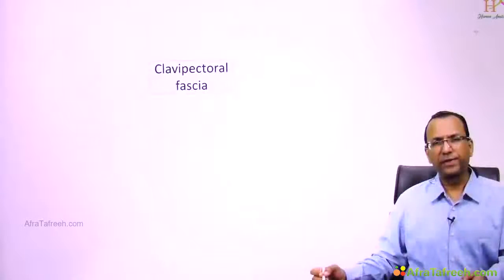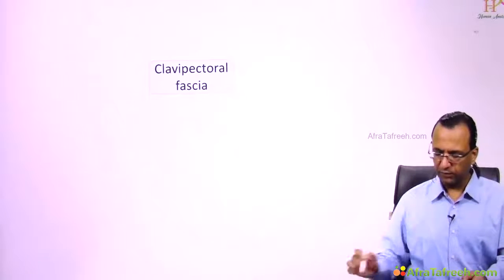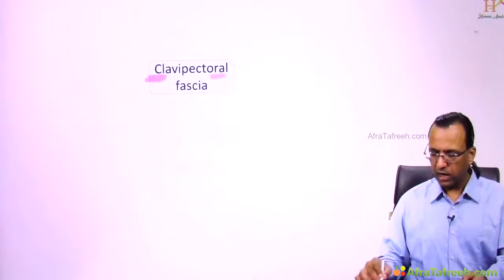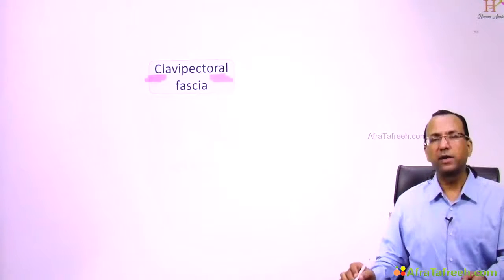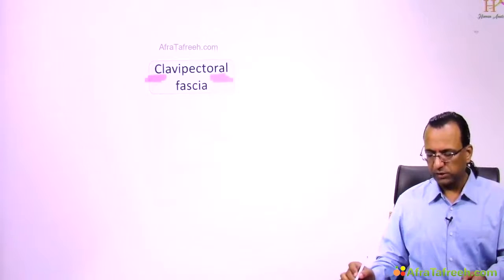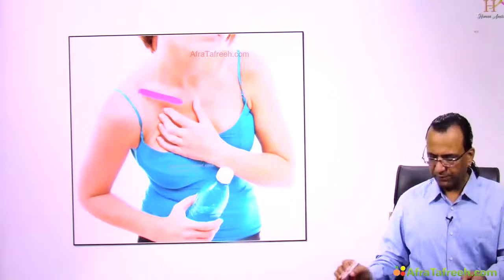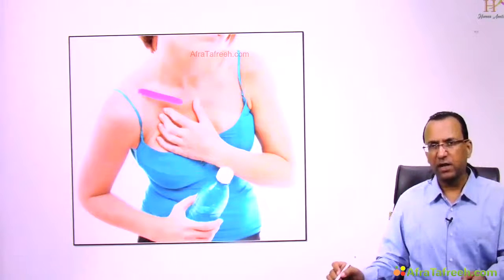Clavipectoral fascia. It is a fascia which you will find between the clavicle bone and the pectoralis minor muscle. It is pierced by some structures, and they come as questions. So where do I see the clavipectoral fascia? It is between the clavicle bone and the pectoralis minor muscle. Oh, that is where we have the clavipectoral fascia? Yes. Let us look at the details now.